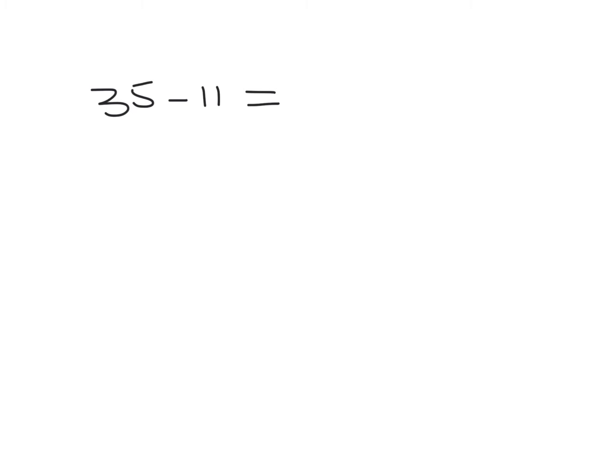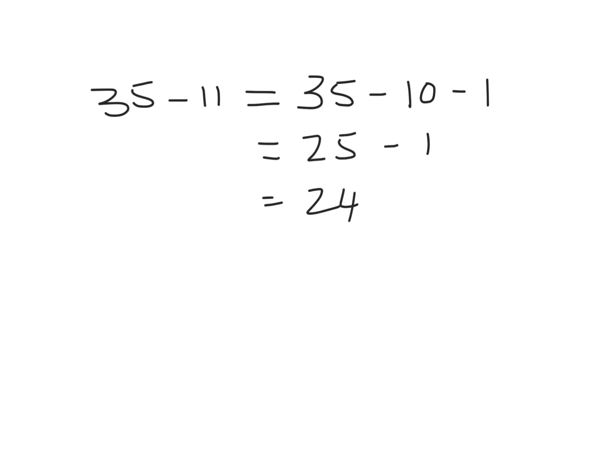Right, well here's one for you to do. 35 take 11. Pause the video and give it a go. Alright, so how do we go? So one way to do it would be, say, 35 take 10 and then obviously take another one. So 35 take 10 is easier to work out. It's 25 take 1. So 25 take 1 would be 24. So this strategy is actually just called compensating. So you're rounding up to the values of tens wherever you can.